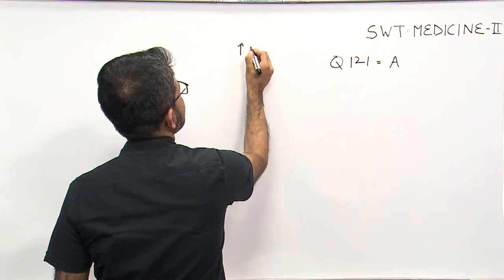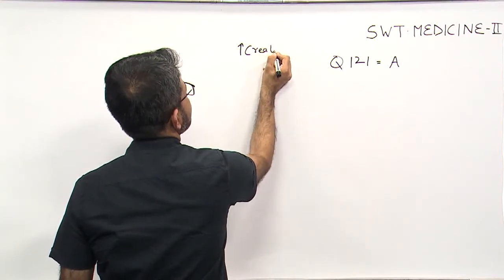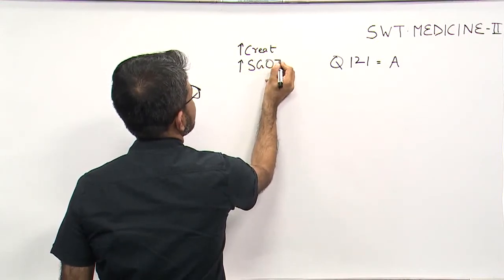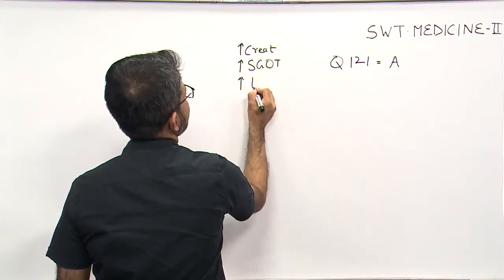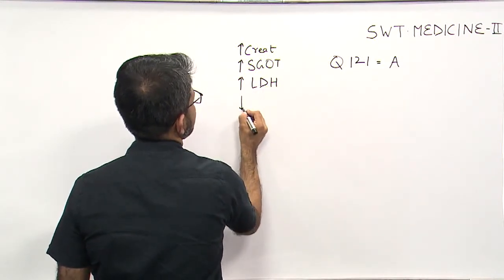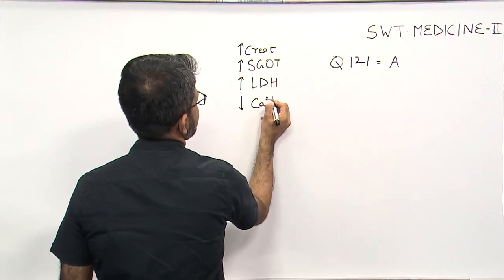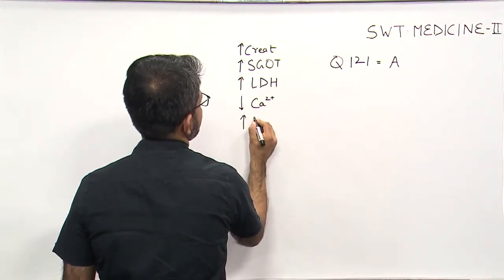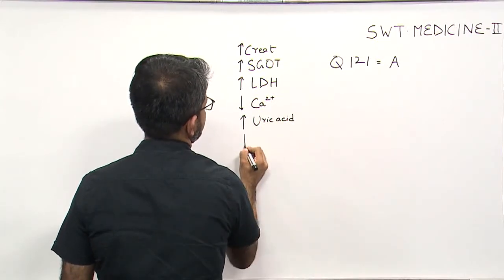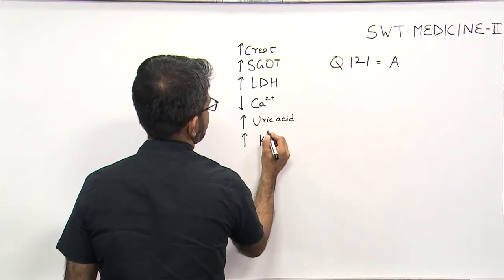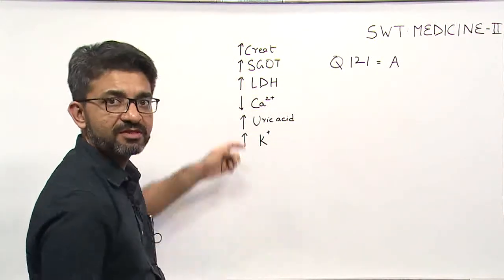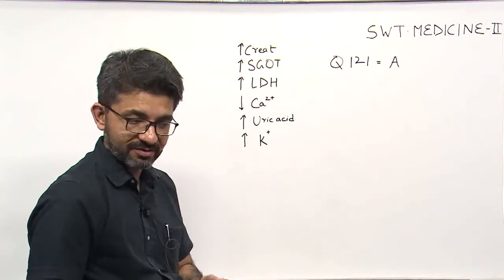increase in creatinine, increase in SGOT, increase in LDH, decrease in calcium, increase in uric acid, increase in potassium. So, just remember that there is hypocalcemia and rest all the things will be increasing in rhabdomyolysis.